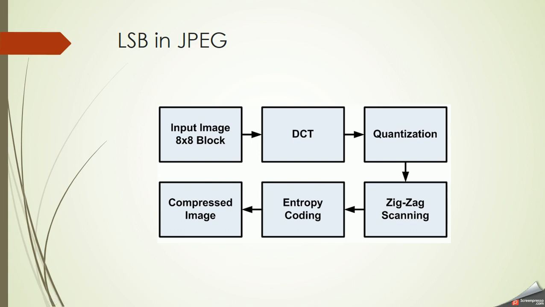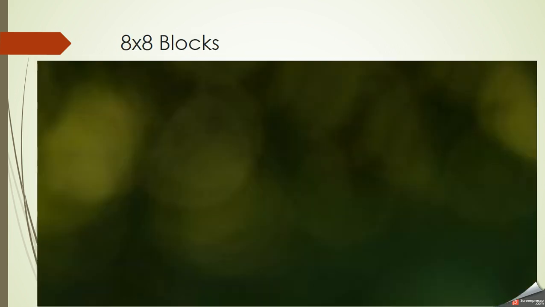Okay, so now I'm going to talk about how it is applied to JPEG images. JPEG images are a bit more confusing. As you can see here, we've got 6 stages. The first stage is to break an image up into 8x8 blocks. And if you look closely, you might be able to see the vague 8x8 blocks on the screen. These are 8x8 blocks of individual pixels.